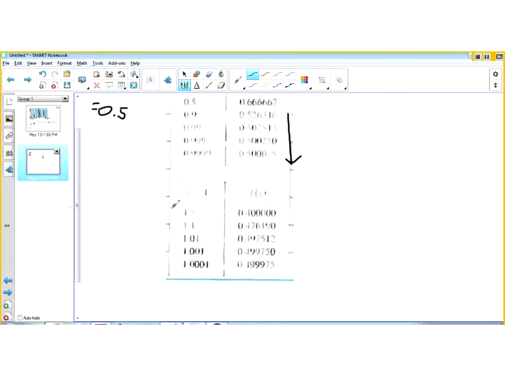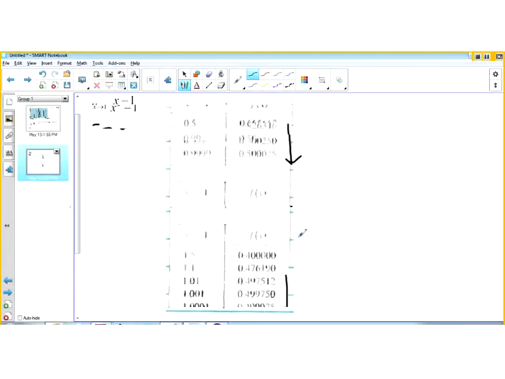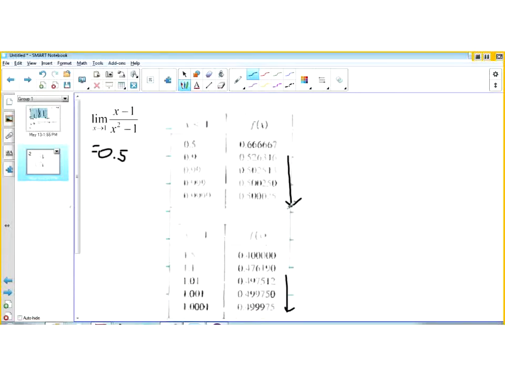Now we approach 1 from the right, from numbers bigger than 1. And look at the corresponding outputs. Again, it appears that the sequence of outputs as x gets closer to 1 becomes 0.5. So the table confirms our graphical assessment that the limit is 0.5. Even though the point (1, 0.5) is not on the graph, we do have a limit.